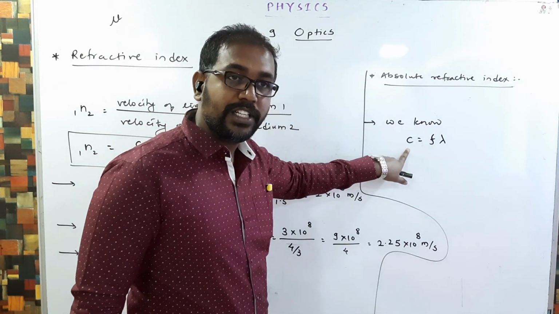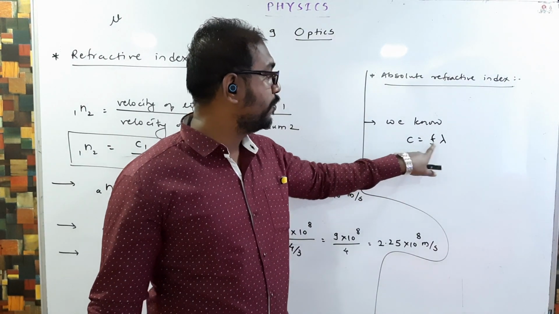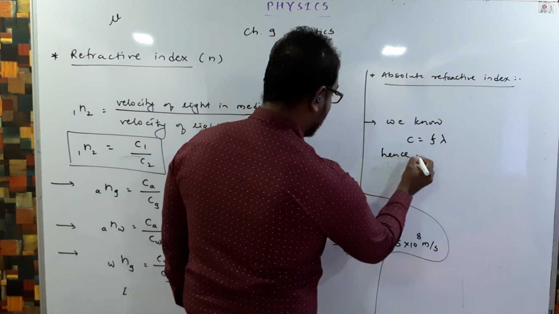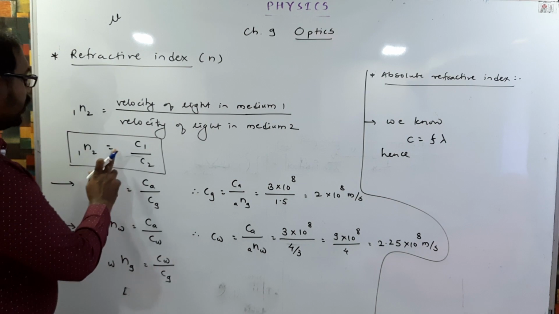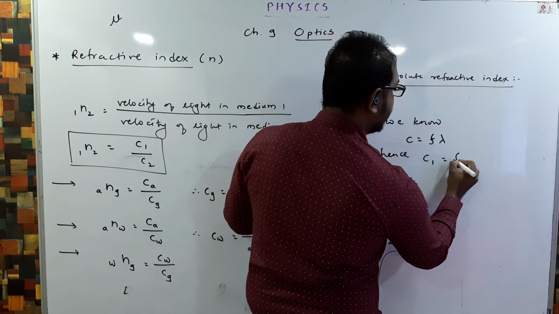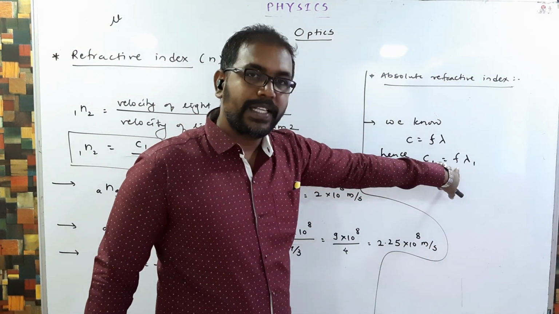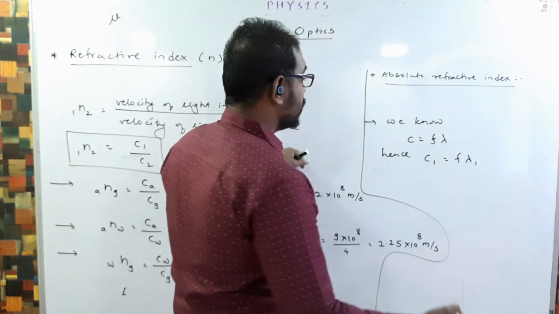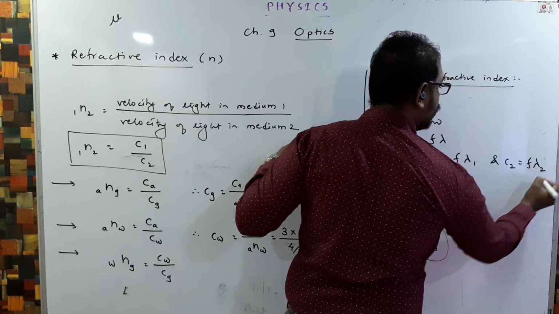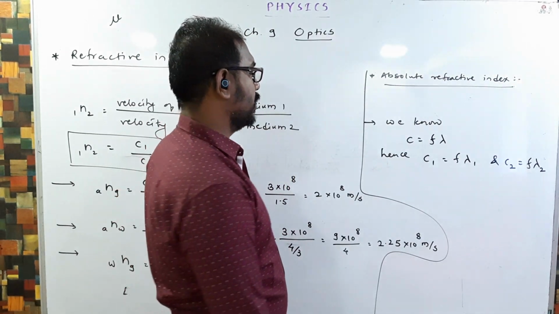You note this relation. This relation you have to learn in section 1 also. So velocity of light is equal to frequency into wavelength. Now I can write this formula. Velocity of light in medium 1, I can write as frequency into wavelength 1. I have not written frequency 1 here because frequency is constant. In a similar manner, velocity of light in medium 2 is frequency into wavelength 2. So we get C1, we get C2. These are the velocities.